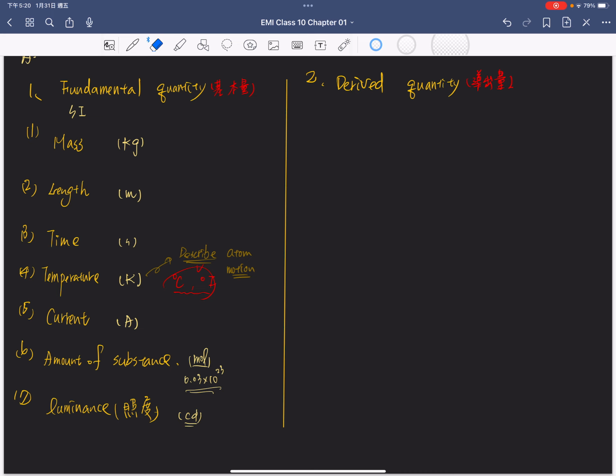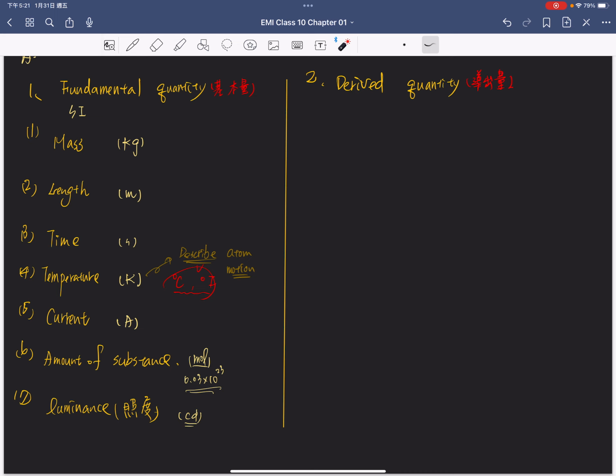All these seven fundamental quantities are really important topics in this section. All of you have to memorize them, because they will be very common problems on exams and quizzes.